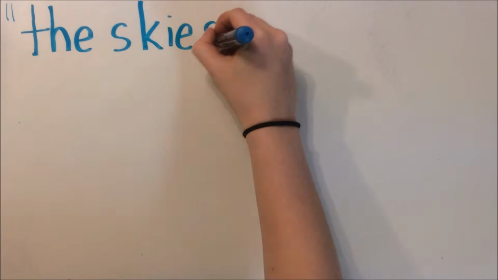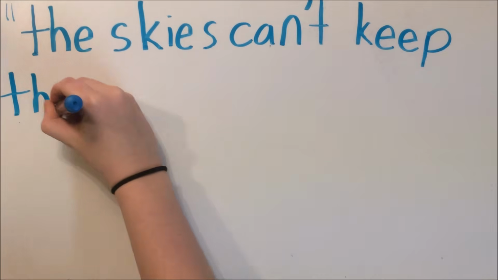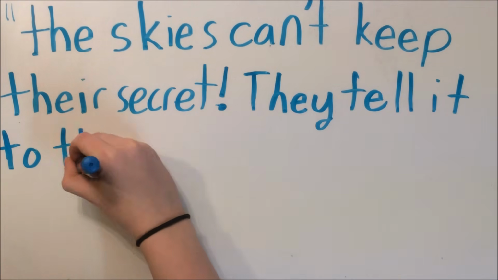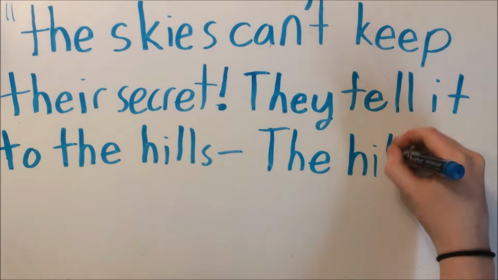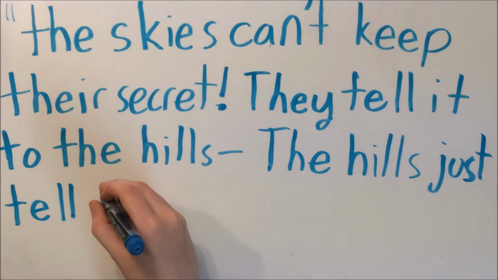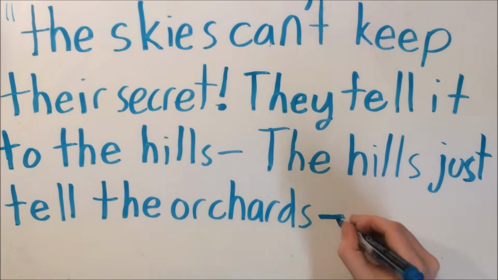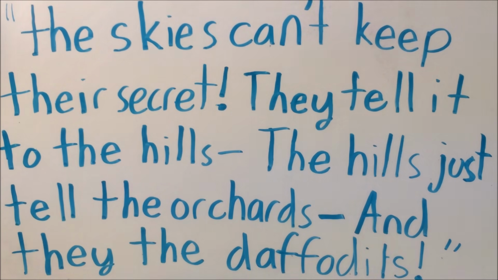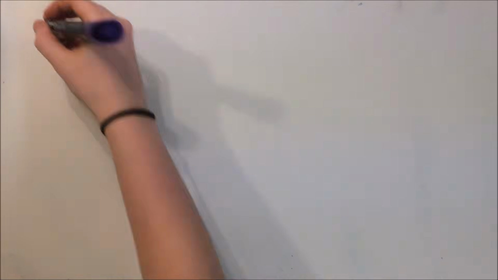One example is the poem "The Skies Can't Keep Their Secret" by Emily Dickinson. In the poem, she says, "The skies can't keep their secret, they tell it to the hills, tell the orchards, and the daffodils." Emily Dickinson often describes things in nature as human beings because it allows her readers to feel more connected to the natural world. There are multiple different reasons to use personification in literature.